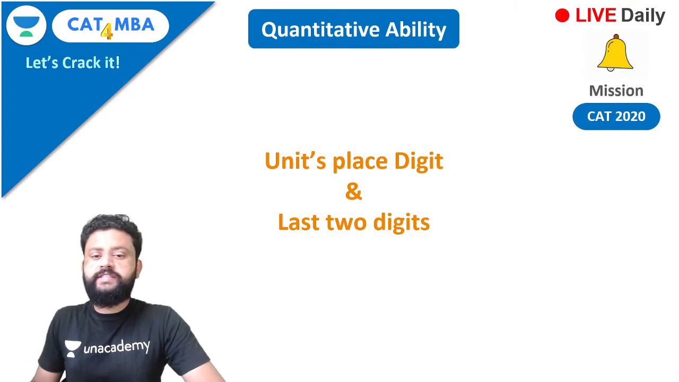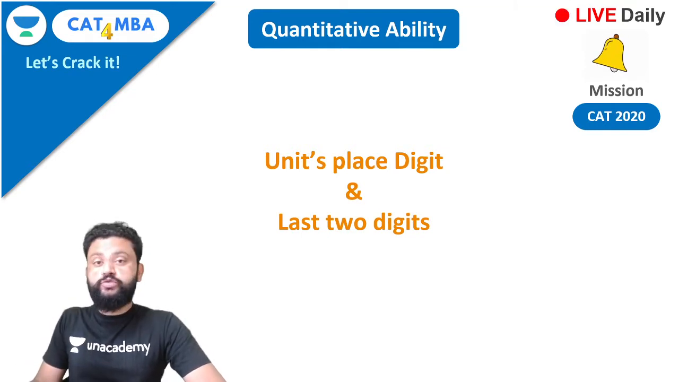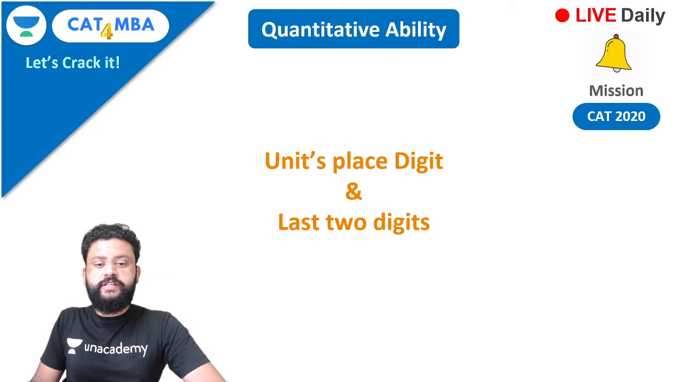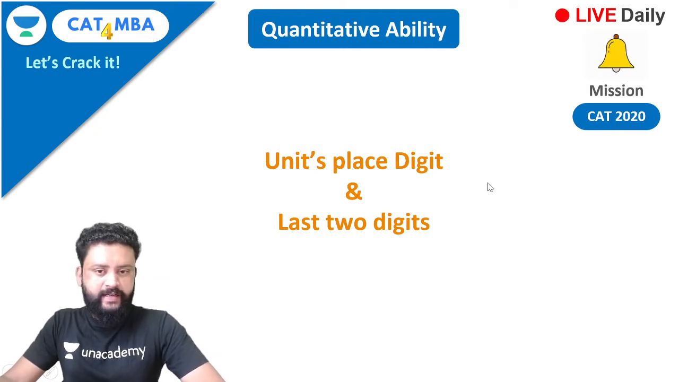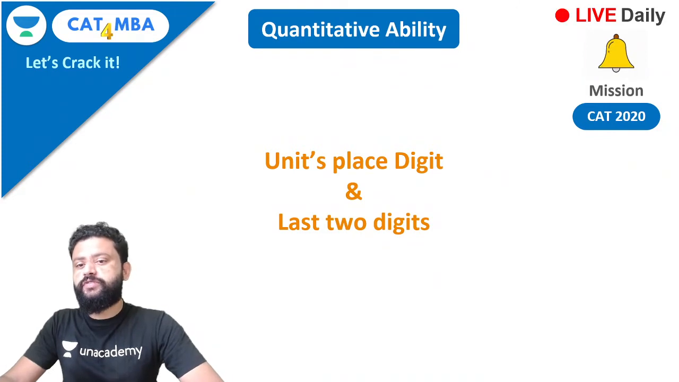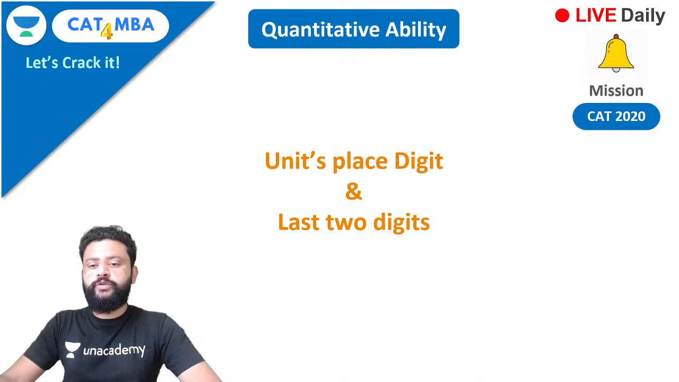So guys, in this session I'm going to discuss how to find the units place digits and the last two digits of a number. A typical question type that comes in a CAT. I'm going to discuss a few typical questions as well with you.